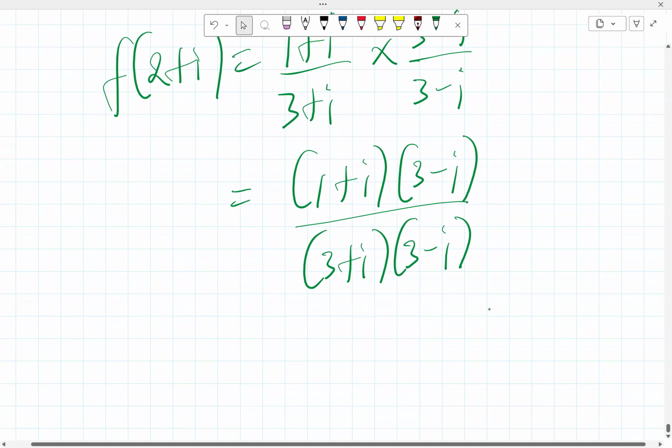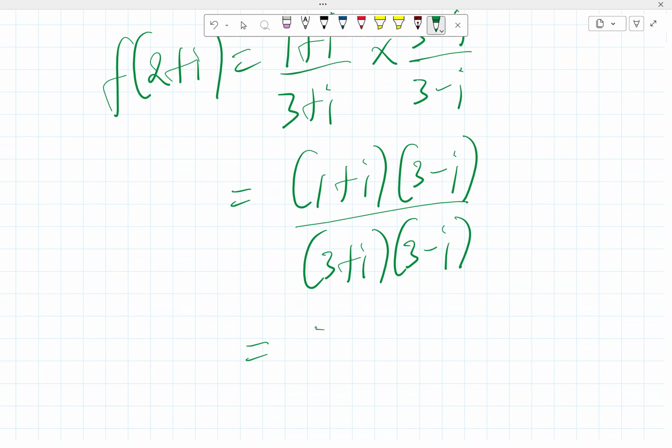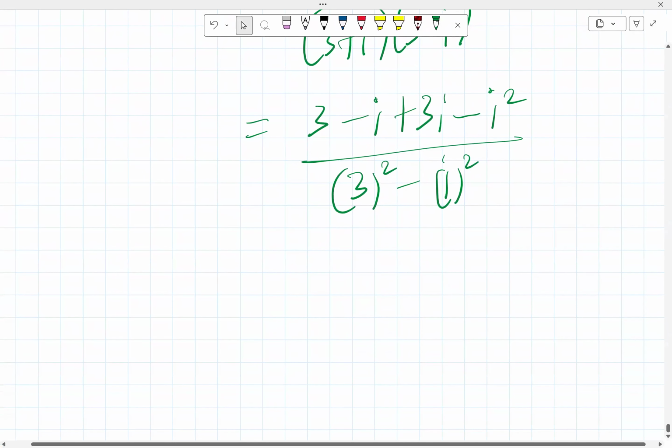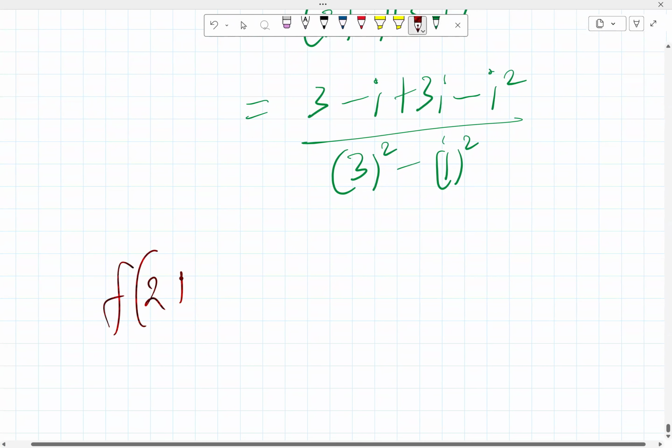At the denominator level, that's a difference of two squares, to make things fast. So 1 times 3 is 3. 1 times minus i is minus i. i times 3 is 3i. Then i times minus i is minus i squared. The denominator is the difference of two squares, that's 3 squared minus i squared, like that.